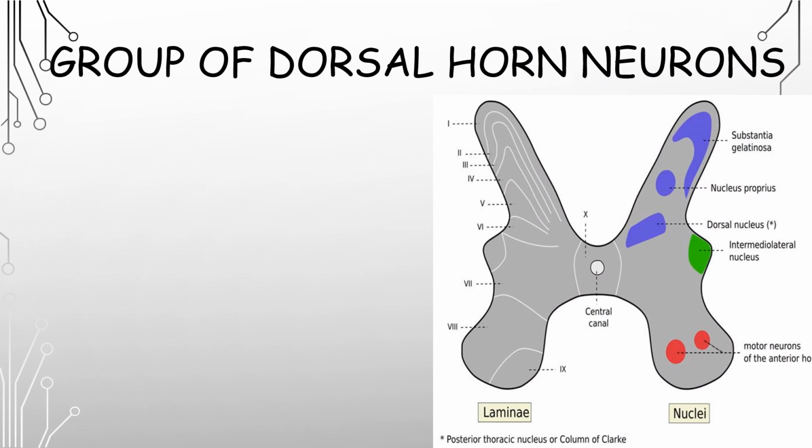Group of dorsal horn neurons. These are the nuclei in the dorsal horn gray matter of the spinal cord. The neurons of the dorsal horn are arranged in four sets of longitudinal neuronal columns from the apex to the base of the dorsal horn. So these are the four sets of the columns. Let us see one by one.